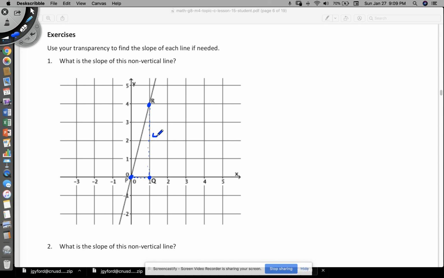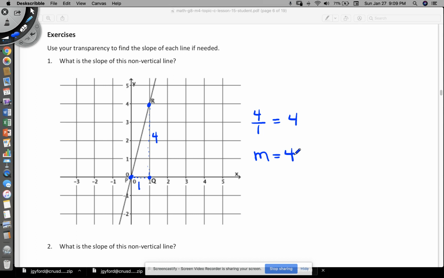So we rose 4 units and we ran 1 unit. And so this one we would say our slope is 4 to 1, but anything over 1, you can just go ahead and say your slope is 4. Now, as we formally get into slope, we're going to call that m. M is always the variable that we use to represent slope. So you can just say m is 4 here.